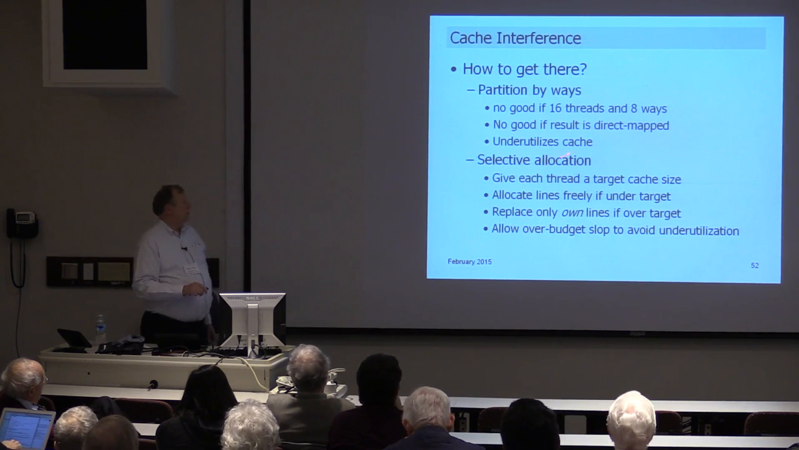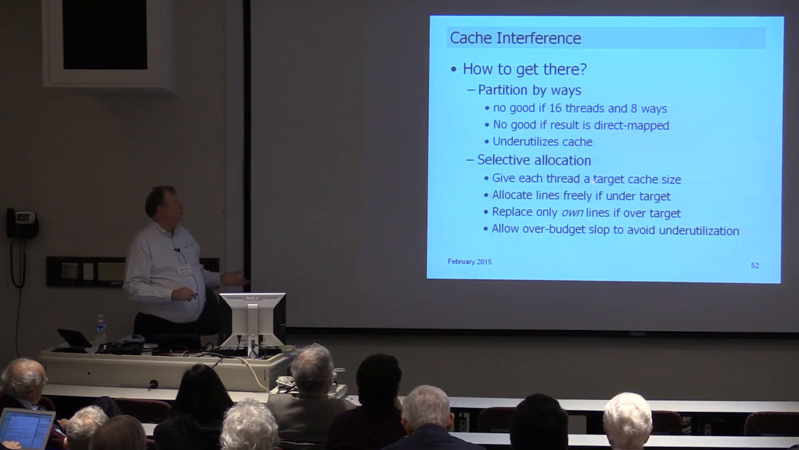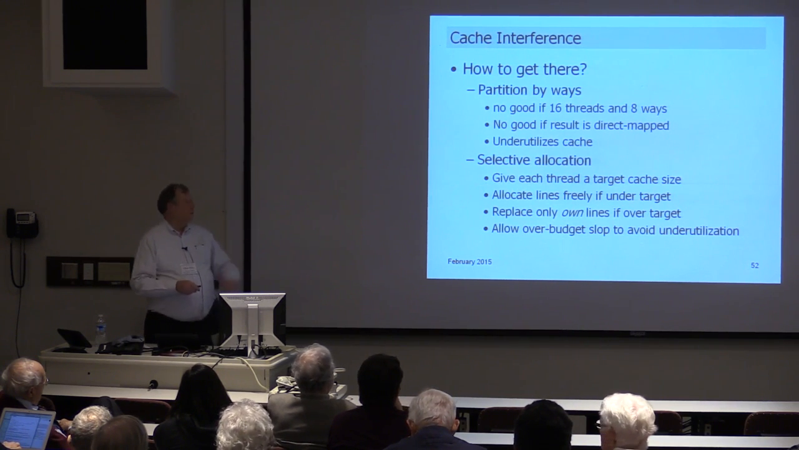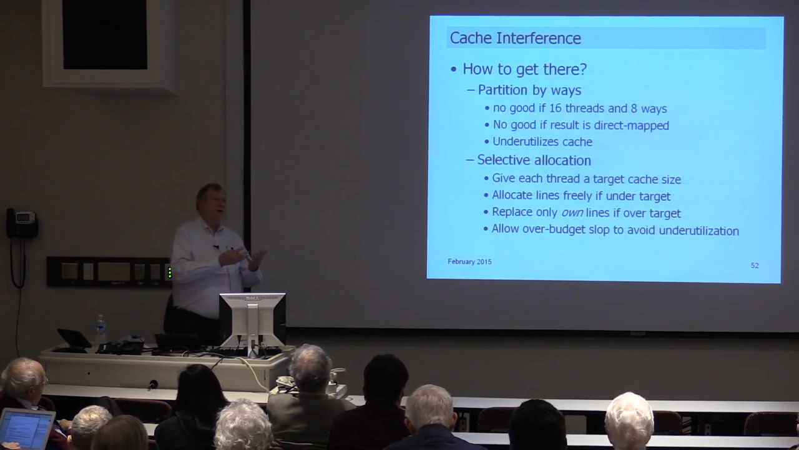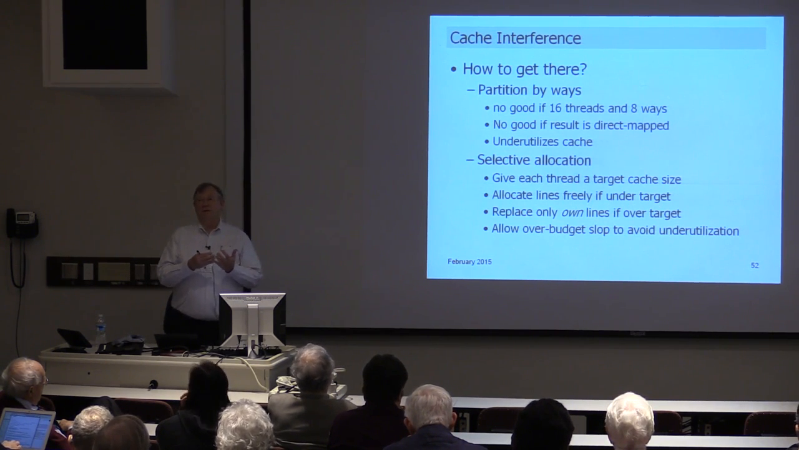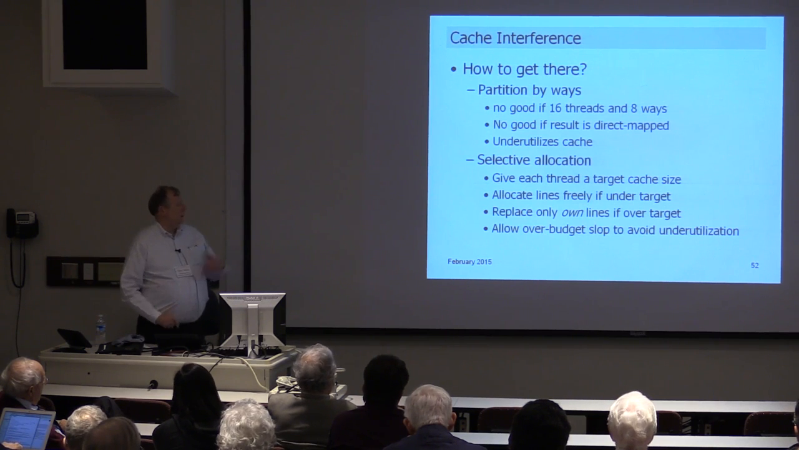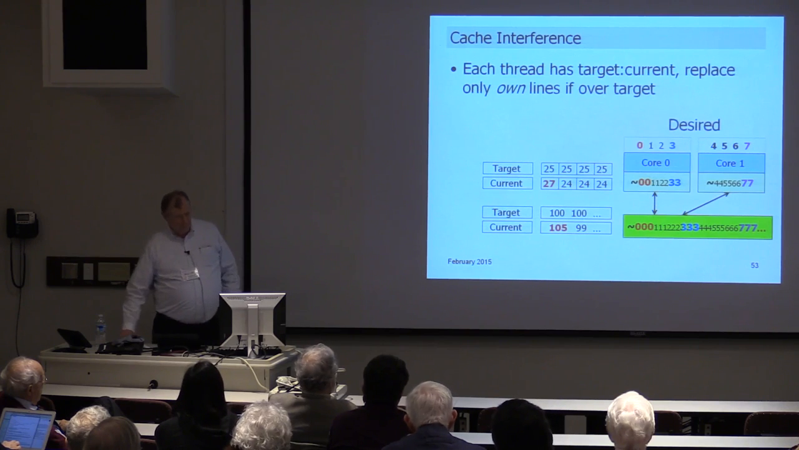So I'm a fan of selective allocation, which there are papers on starting in 2004, but has never been built. It's not my idea, I just want to push it. You give each thread or each CPU core a target cache size, and you just allocate lines freely as long as that CPU's use of the cache is underneath its target. If it's over the target, you bias the cache allocation so that it preferentially replaces its own cache lines, leaving the other guys alone. And then you allow some over-budget slop, if the other ones aren't in use, to avoid underutilization.